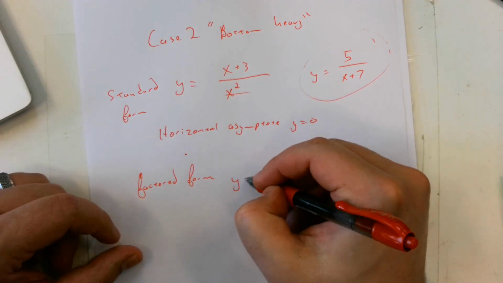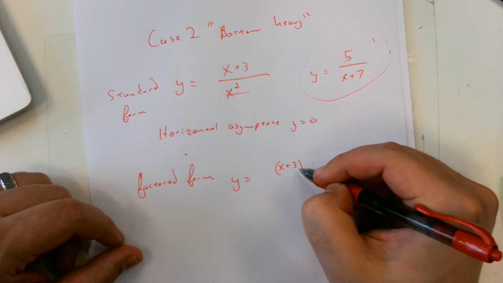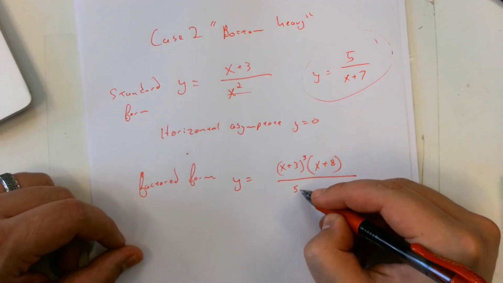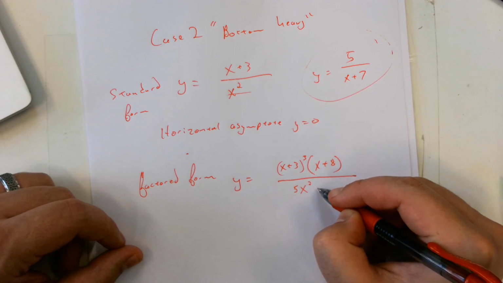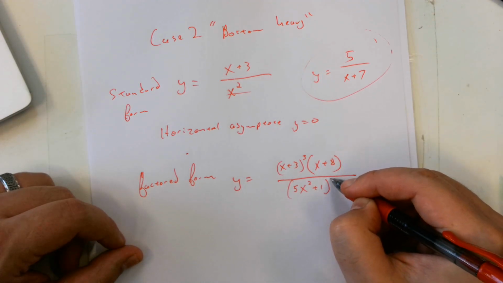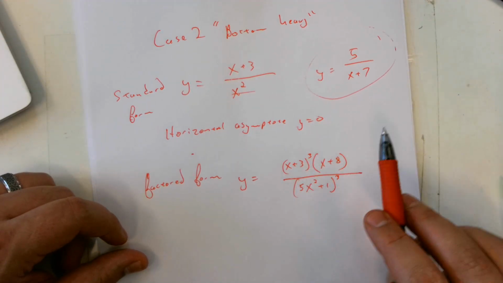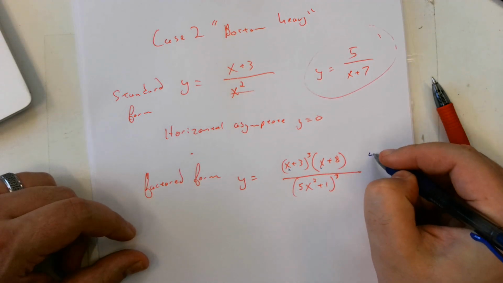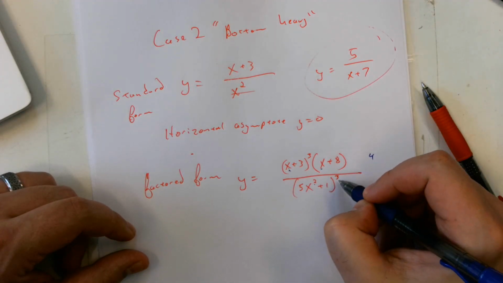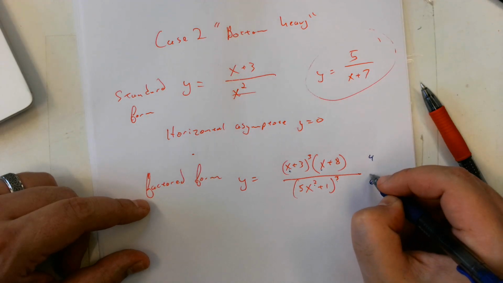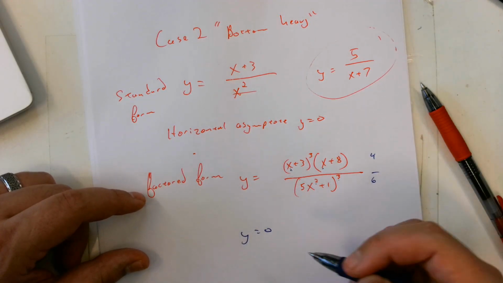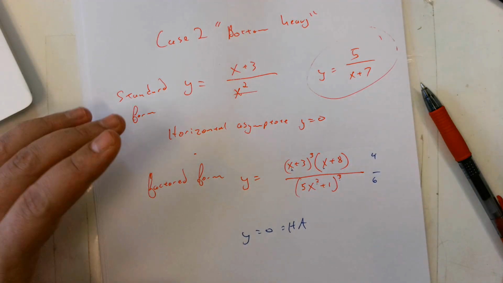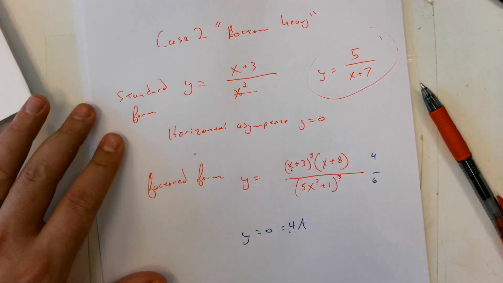Factored form. Y equals x plus 3 to the third, x plus 8 over 5x squared plus 1. Well, let's cube that. How many x's do I have on top? Same thing that I did before. I have 1, 2, 3 x's on top plus 4. I'm going to put a little 4. And I have 2 there cubed. I have 6 on bottom. Bam! Y equals 0 again is my horizontal asymptote. We don't need to fool around with different numbers. Bottom heavy, wicked easy.